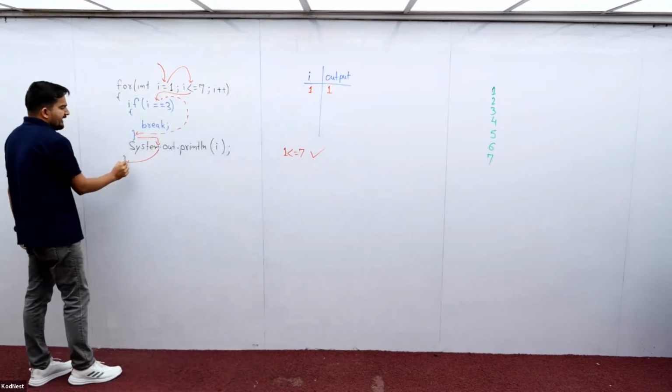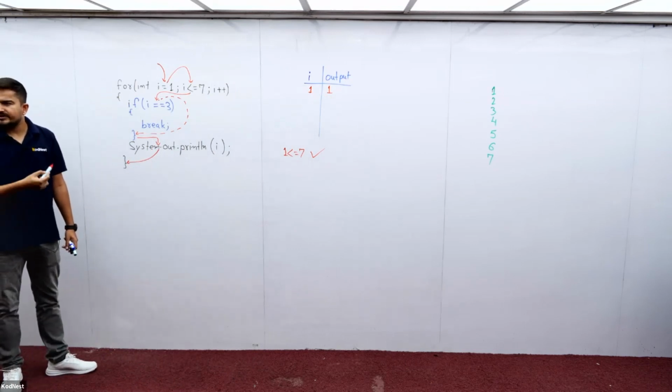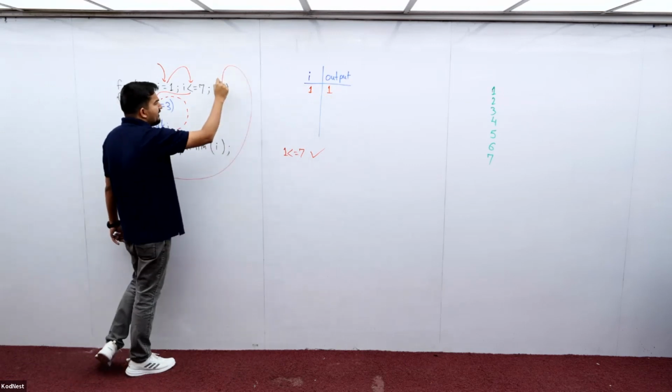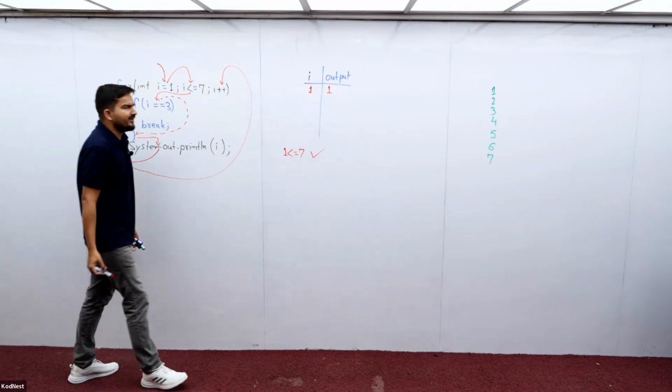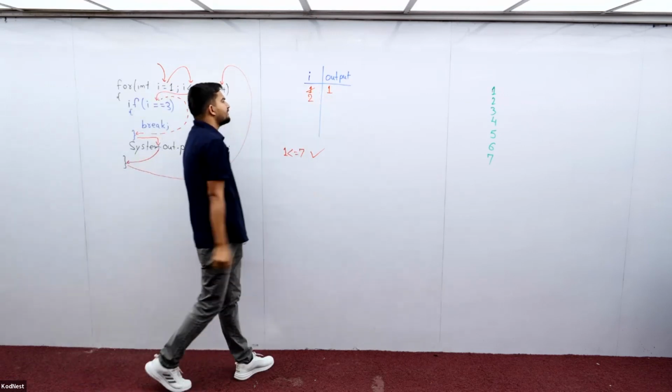Control has reached the end of the for loop. Once control reaches the end of a for loop, what happens? Updation happens. So control will go to the updation. I plus plus is going to happen. I plus plus means increase the value of I by 1. The value of I is going to become 2.